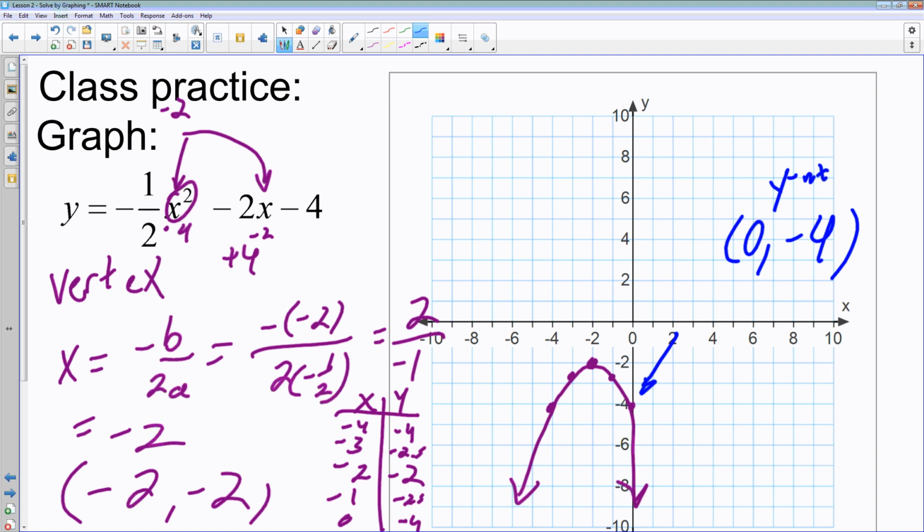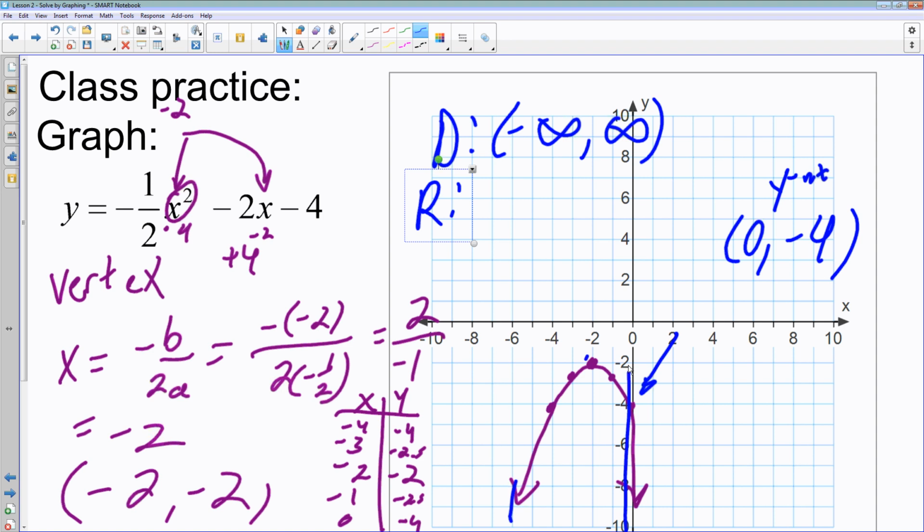So my domain for this one is negative infinity to positive infinity. My range, notice it goes all the way down forever and then comes up to this point. Remember, range is a set of y values, and so it's the only time we go from bottom to top. So it's negative infinity to negative 2 with a bracket.